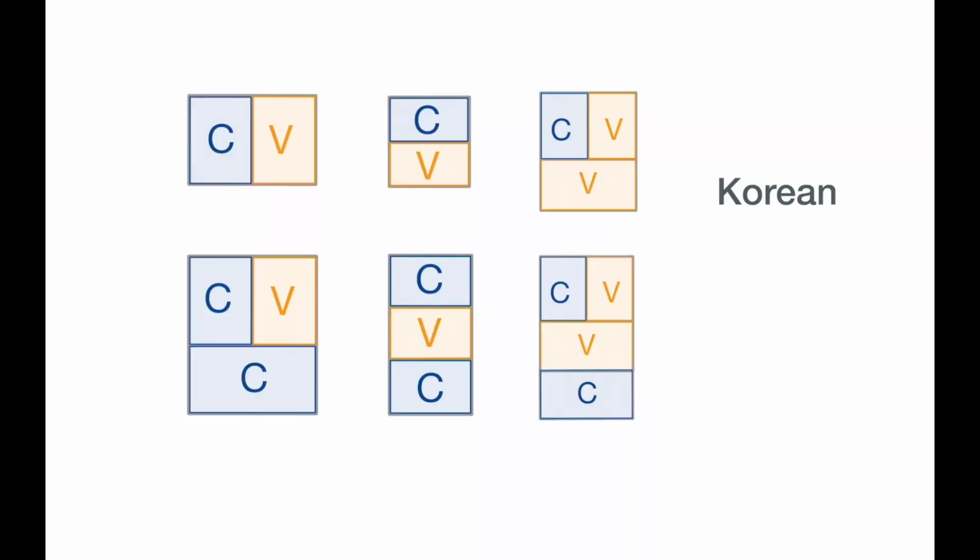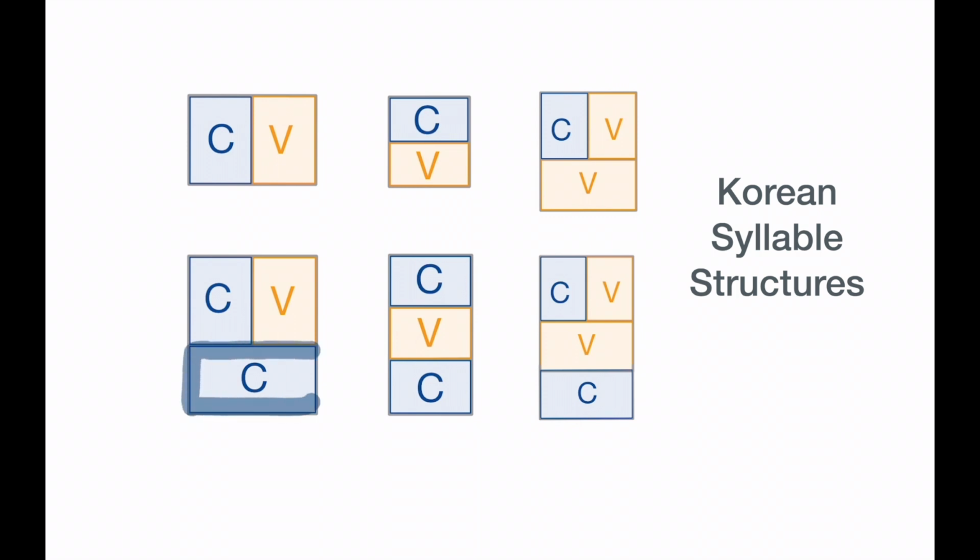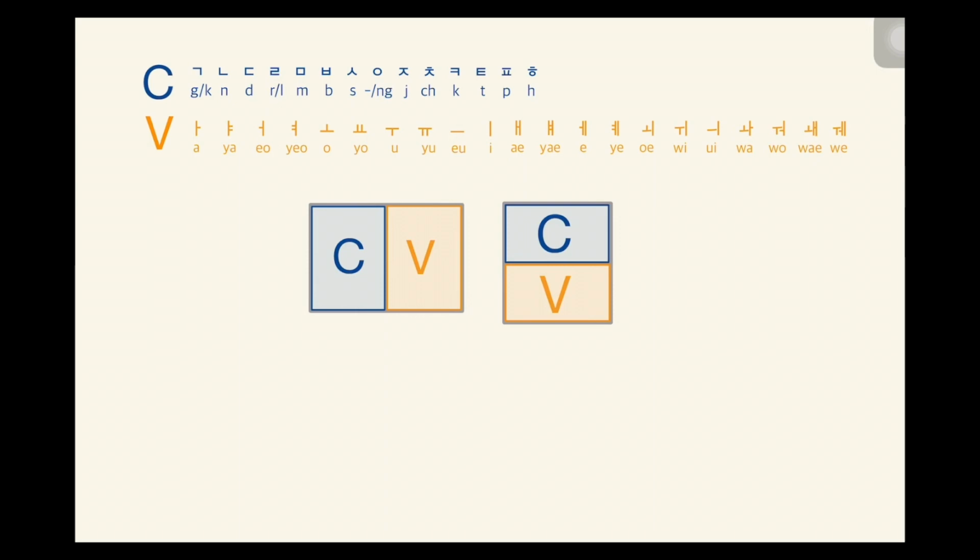When we make syllables with consonants and vowels, there are structures that we have to follow. If you see these 6 structures, the upper 3 and bottom 3 are identical except for the consonants at the bottom. These consonants are what we're gonna study today. Let's see 2 of them. These are basic ones: 1 consonant and 1 vowel combinations.